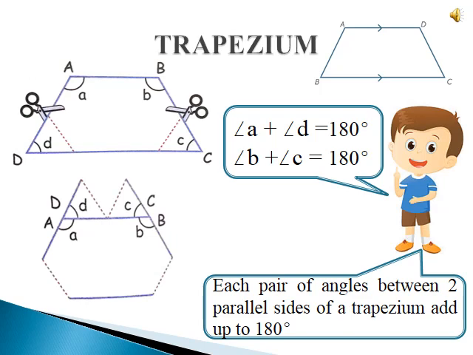Okay children, now let's move to the third shape, that is the trapezium, which we know has only one pair of parallel lines. Now we can see in the diagram angle A, angle B, angle C and angle D. In this diagram we are going to cut out angle C and angle D. Once we are done with the cutting, we need to overlap them. Angle A will be overlapped with angle D and angle B will be overlapped with angle C. This shows that angle A plus angle D is equal to 180 and angle B plus angle C is equal to 180. That means that each pair of angles between two parallel sides of a trapezium add up to 180 degrees.